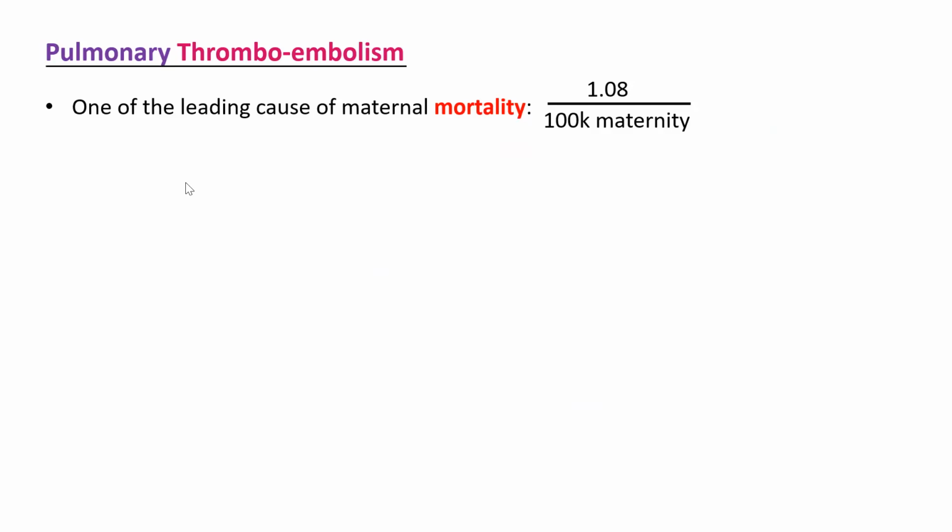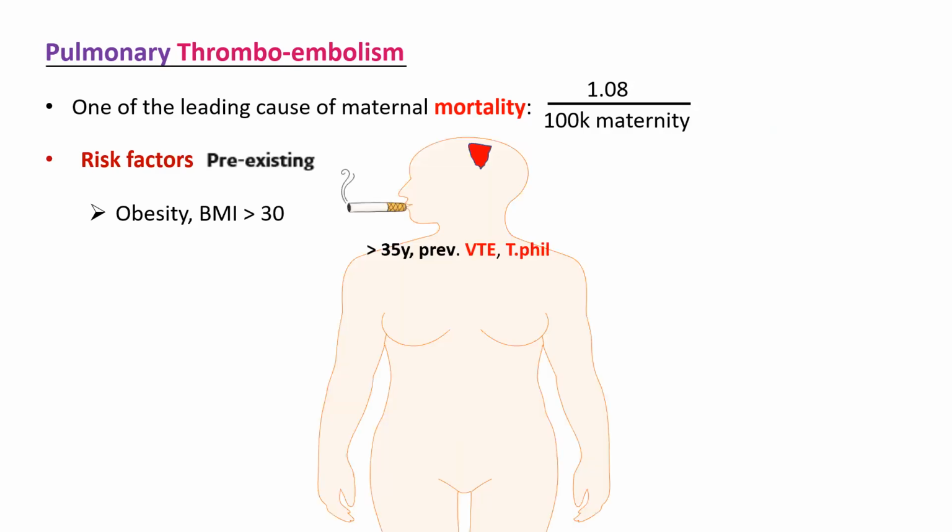Very quickly, we'll run into pulmonary thromboembolism, one of the leading causes of maternal mortality. The occurrence rate is around 1.08 per 100,000. The risk factors are the same as amniotic fluid embolism: obesity, BMI more than 30, age more than 35 years, smoking, a previous history of venous thromboembolism, thrombophilic states, having heart failure or respiratory failure, COPD, inflammatory bowel disease, or malignancy.